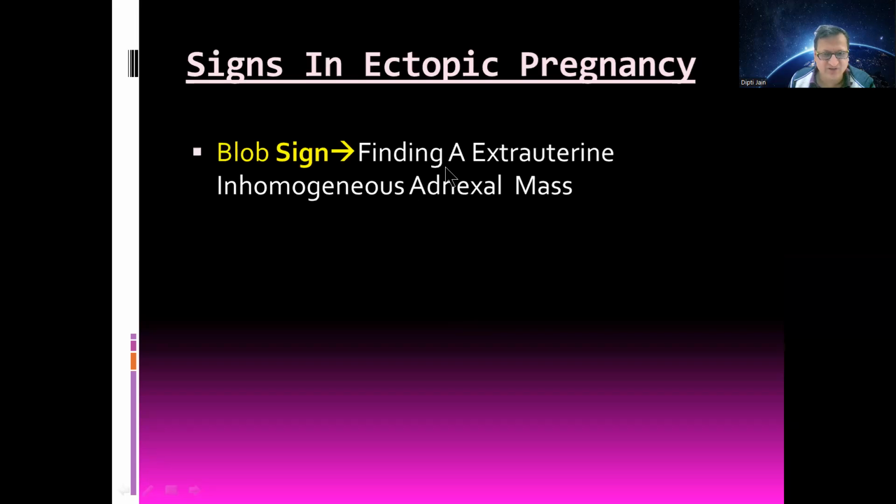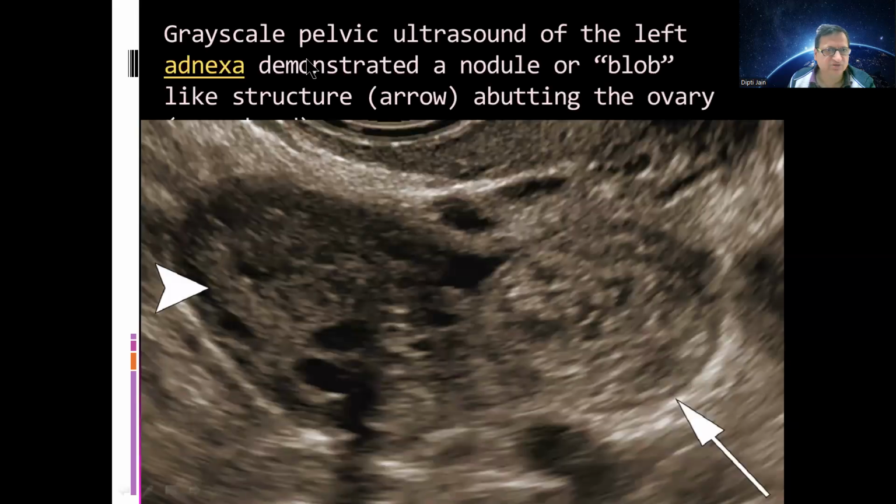Then next is the blob sign. Blob is a finding of an extrauterine inhomogeneous adnexal mass. So this is the blob sign, where a nodule or blob-like structure is near the ovary. This is the ovary and this is the blob.